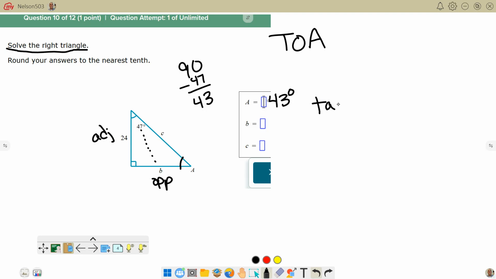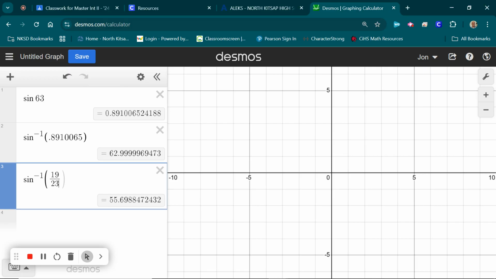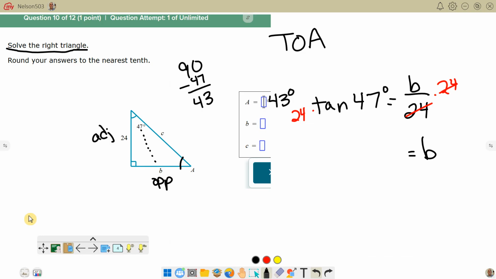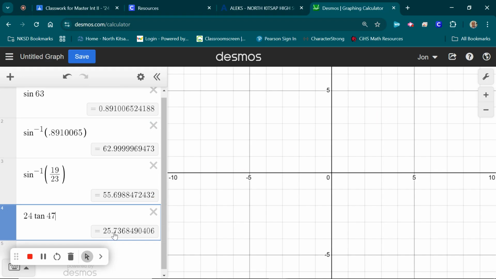So I'm going to go tangent of 47 degrees is equal to B over 24, and then I multiply both sides by 24, so times 24 here, times 24 there. The 24s divide out, and I'm left with B is about, well, let's go over there. I need 24 tangent of 47 degrees. Yes, so 24 tangent 47, and I end up with 25.7.